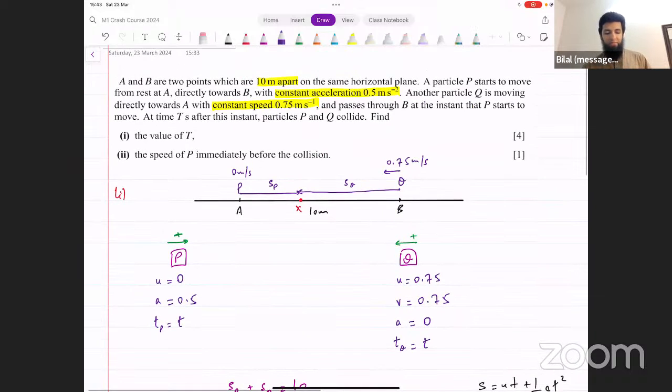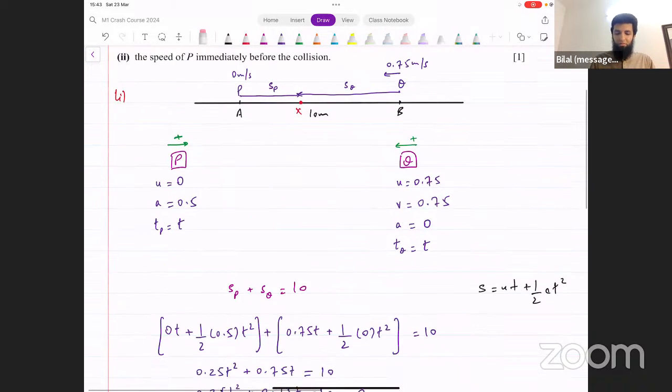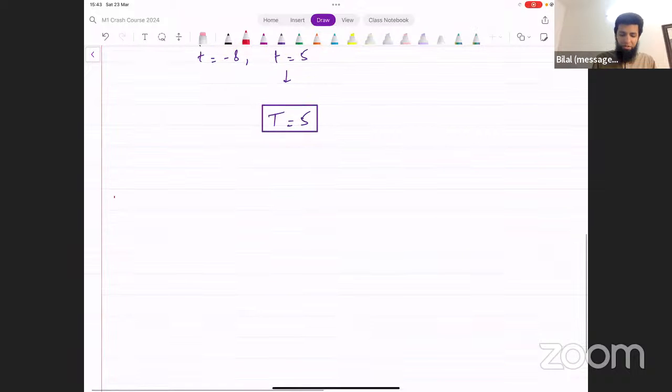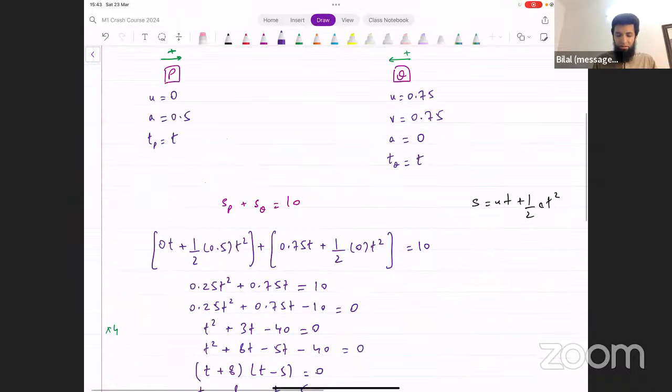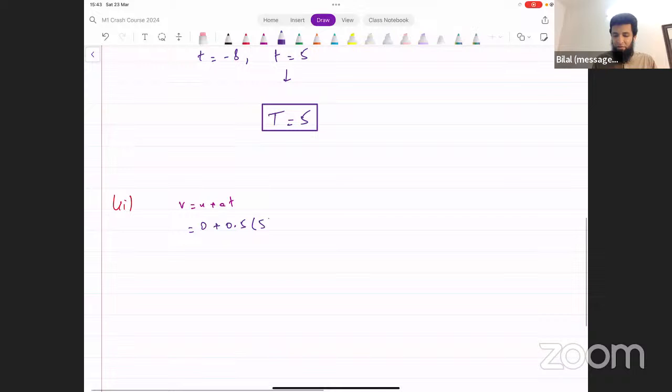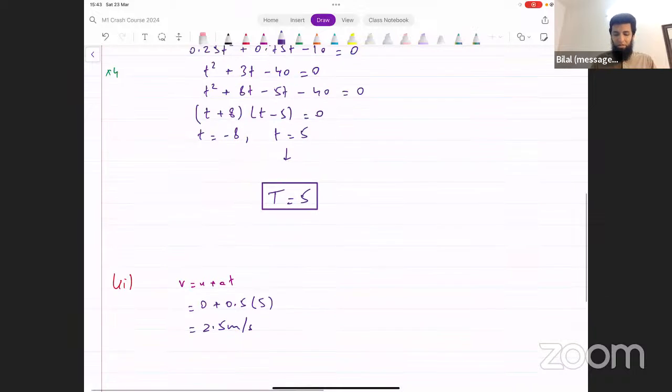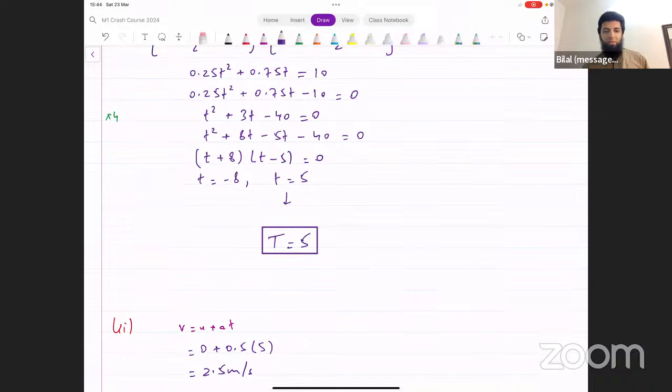Now the second part says find the speed of P immediately before the collision. So basically, what's the final speed of P at the point X for this? What is the speed of P? That's the second part. That's pretty straightforward. You can just use this formula. V equals U plus A times T. Initial velocity of P was 0. Acceleration was 0.5. Right? And time taken is 5. And that's going to give you 2.5 meters per second. Is that all right, Naima? Make sense?